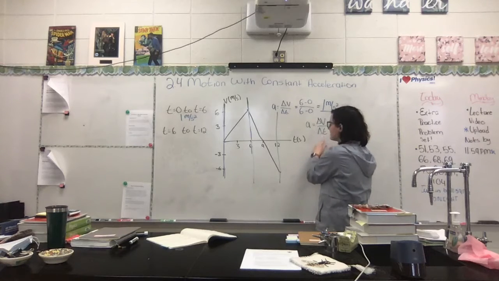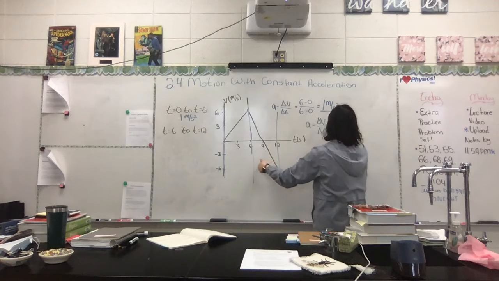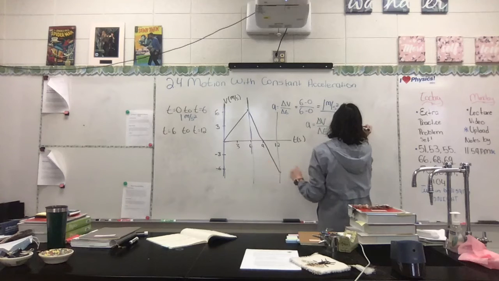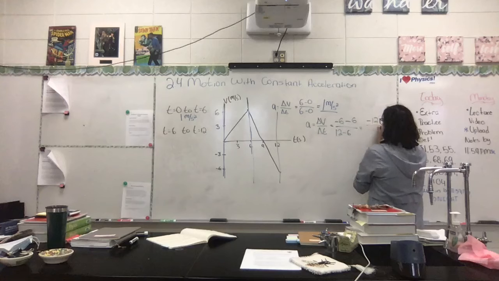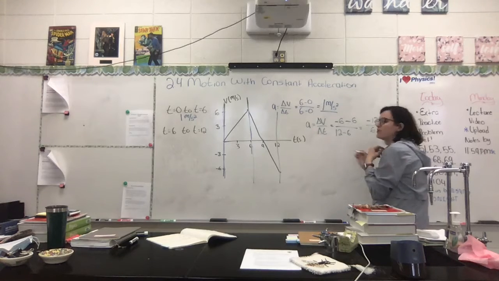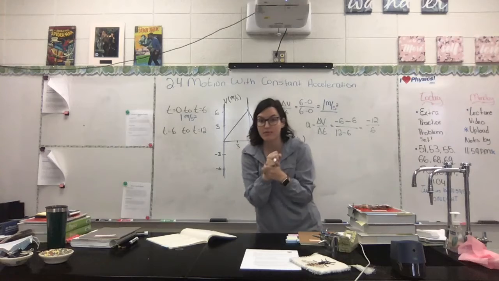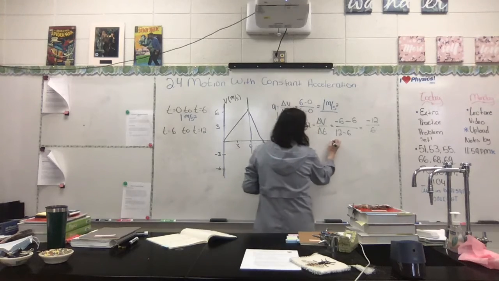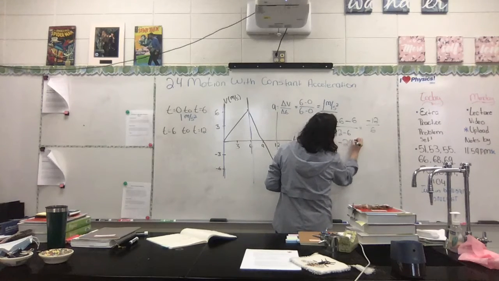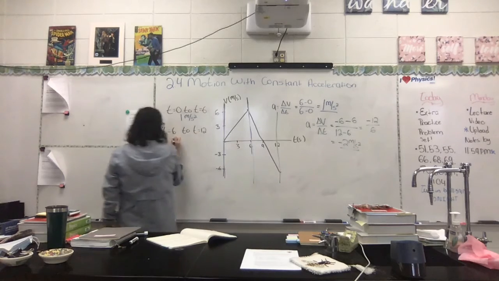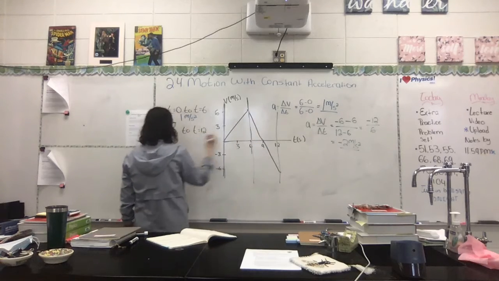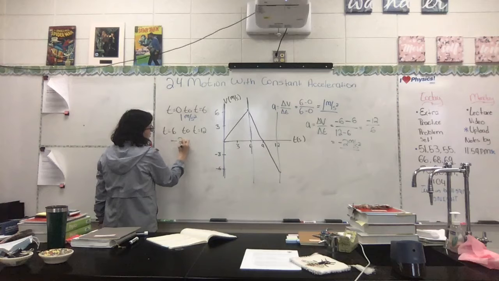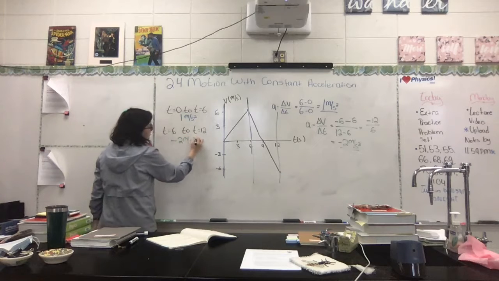And then for our delta t, he ends at 12 seconds and started at 6. So we're going to have 12 minus 6. That's going to give us negative 12 divided by 6. And if we do negative 12 divided by 6, what do we get? You should have said negative 2 meters per second squared, okay? So his acceleration from 6 seconds to 12 seconds is going to be negative 2 meters per second squared.